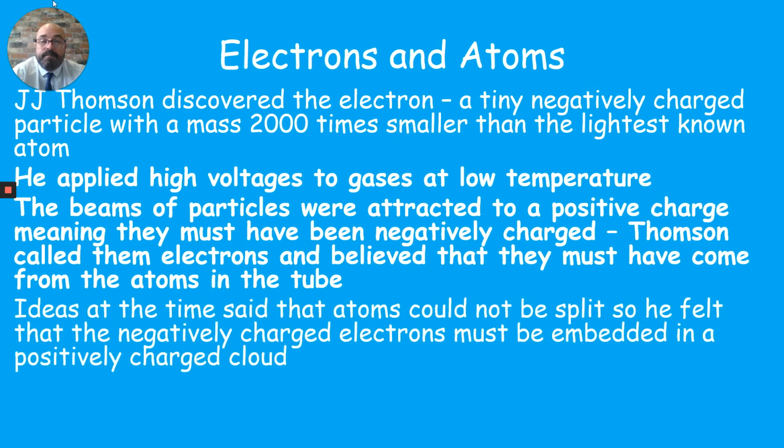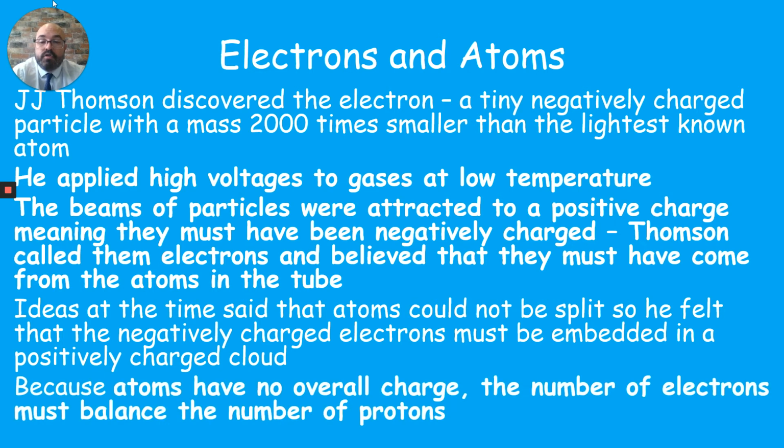Now, at this time, scientists felt that the atom was the simplest thing and you couldn't split it any further. So what he said is that those negatively charged particles, or electrons, must be embedded in a positively charged cloud, and they must be the same in balance. So whatever the value of the positive charge would be offset by the negative charge. And that's because atoms have no overall charge. There is balance. This electrostatic attraction is balanced. The positive charges must be equal to the negative charges.